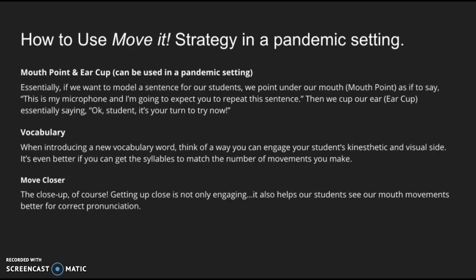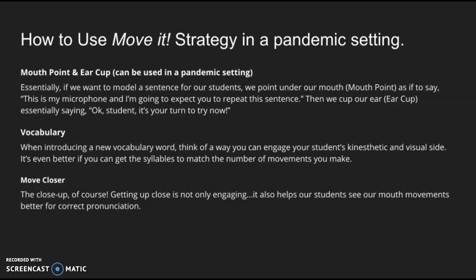And how to use Move It in a pandemic setting, such as we are today. Mouth, point, and ear can be used in a pandemic setting, especially if you want to model a sentence for our students. We point under our mouth as if to say, this is my microphone, and I'm going to expect you to repeat the sentence. Then we can cup our ear, essentially saying, okay, students, it's your turn to try it now. Because by cupping our ear, it models to the student that we are listening to what they're going to say.